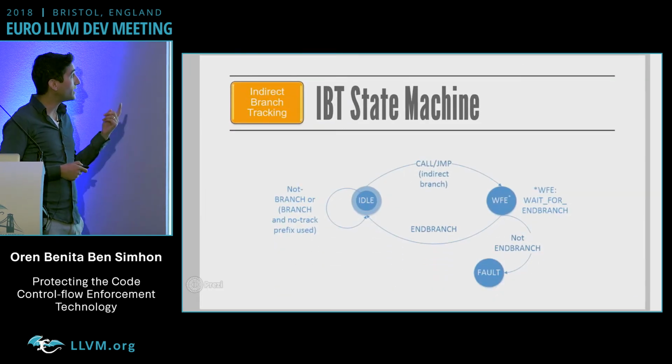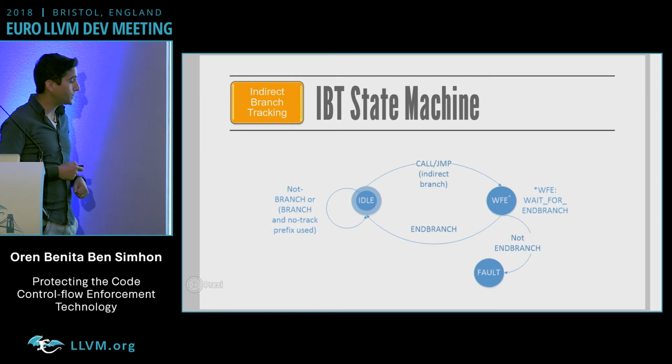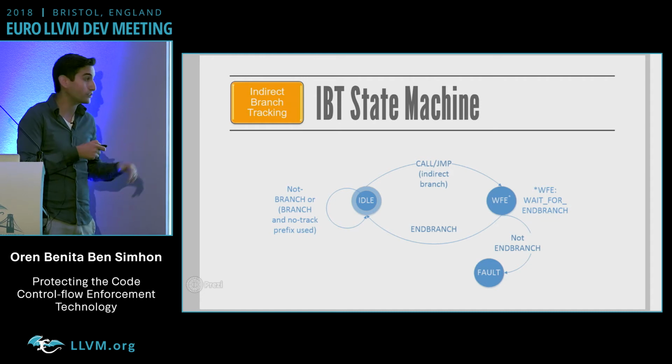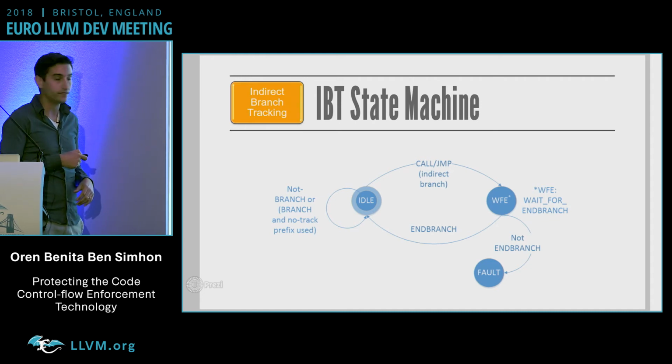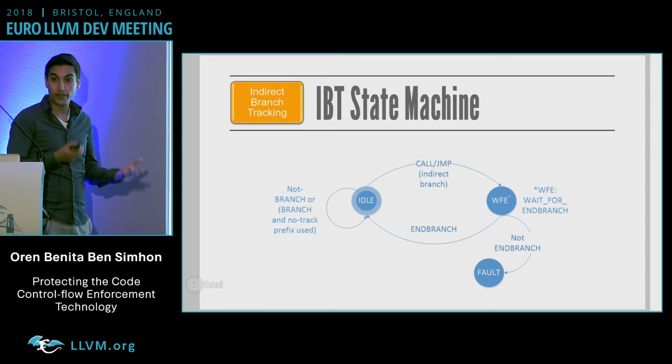So this is the IBT, indirect branch tracking state machine. At the beginning, we are in the idle state. In the idle state, as long as we have any instruction that is not an indirect branch instruction, we stay in this idle state. However, if we have a branch instruction that has a no track prefix before it, we are not tracking it.